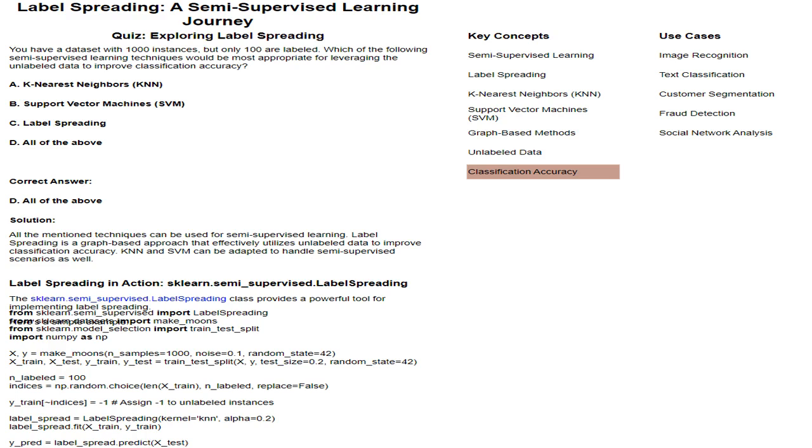This code snippet demonstrates how to use the LabelSpreading class from sklearn to implement label spreading. It first generates a synthetic dataset using make_moons and then splits the data into training and testing sets. It then labels a subset of the training data and assigns -1 to the remaining unlabeled instances. The label spreading object is initialized with a KNN kernel and an alpha value of 0.2. It is then trained on the labeled and unlabeled training data. Finally, the trained model is used to predict labels for the test data.